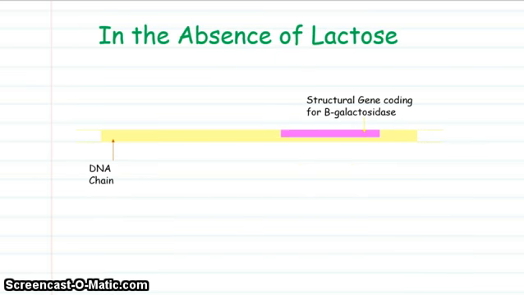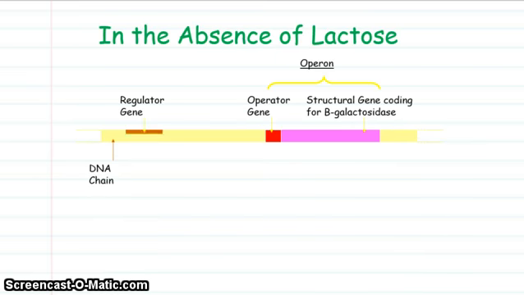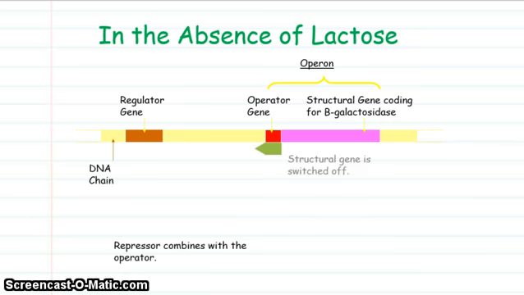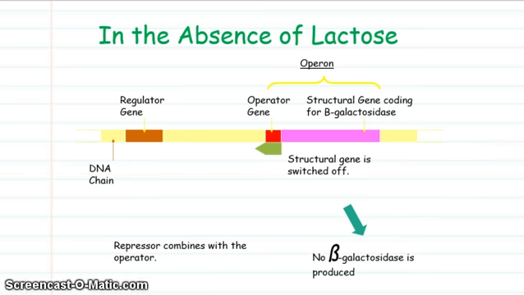Okay, so let's have a look at how this works and how the enzyme is only produced when lactose is present. So the regulator gene is transcribed and translated, and the repressor protein is produced. Now, normally, no lactose is present. That repressor molecule will combine with the operator, or latch onto the operator, and it will prevent the structural gene for the beta-galactosidase from being switched on, as it were, so the enzyme is not produced.